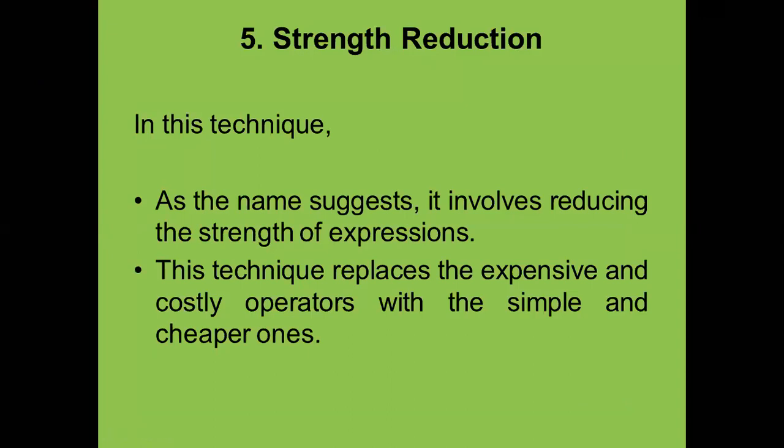Another technique: strength reduction. In this technique, it involves reducing the strength of an expression. Regarding this, we have already studied. We replace the floating point division or some other operation by multiplication, or by addition or subtraction. Such types of operations are called cheaper operations. We are reducing the strength of the expression just by replacing it with cheaper ones.